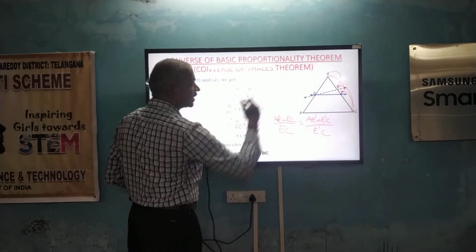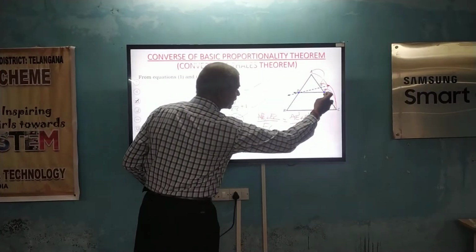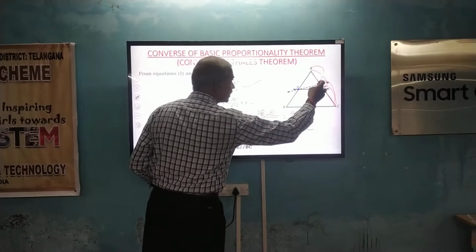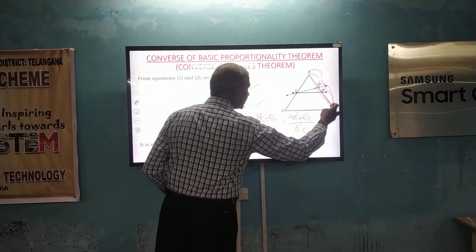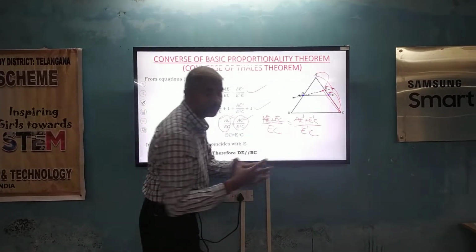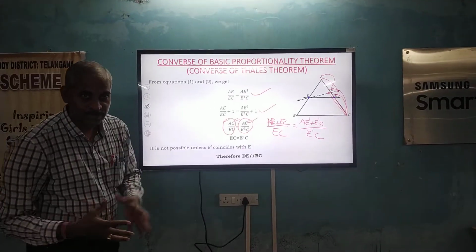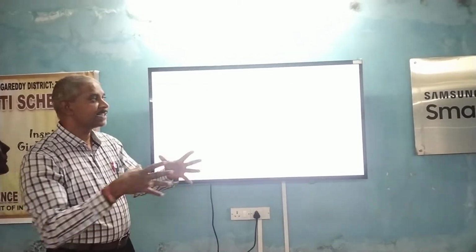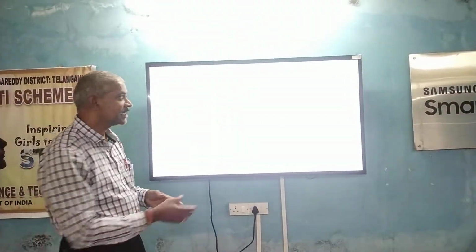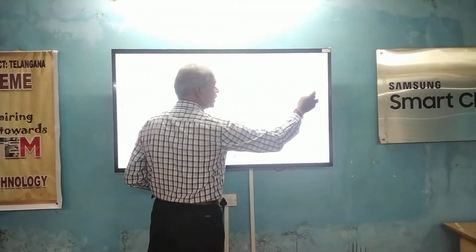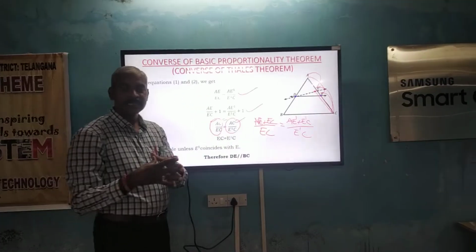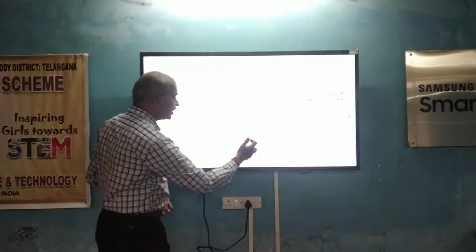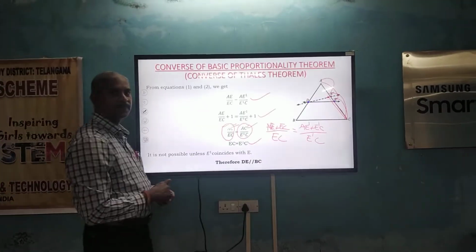If you observe the diagram, EC means this part. This is EC, and E dash C is this one. From here to here, this is E dash C. These two are equal. Is it possible? It is possible. When is it possible? When this E and E dash, if these two points coincide, then this EC and E dash C will be equal.